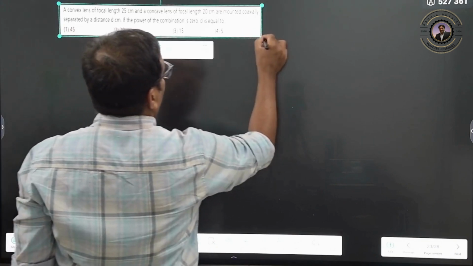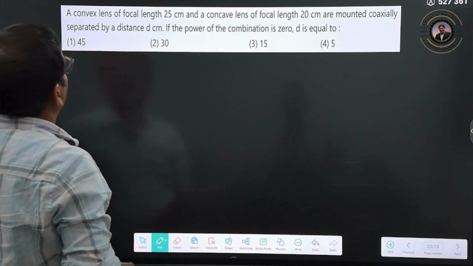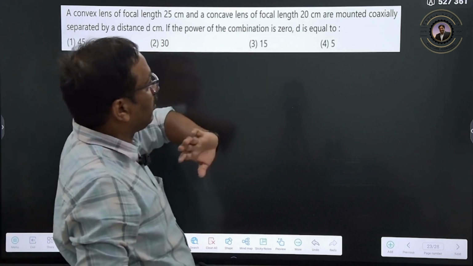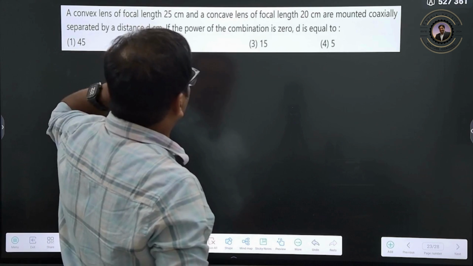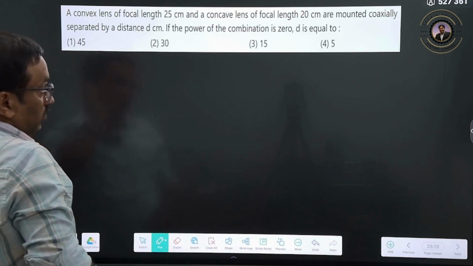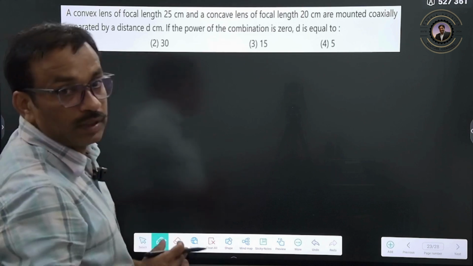A convex lens of focal length 25 centimeter and a concave lens of focal length 20 centimeter are mounted coaxially and separated by distance d. If the power of the combination is 0, then d is equal to? Right?